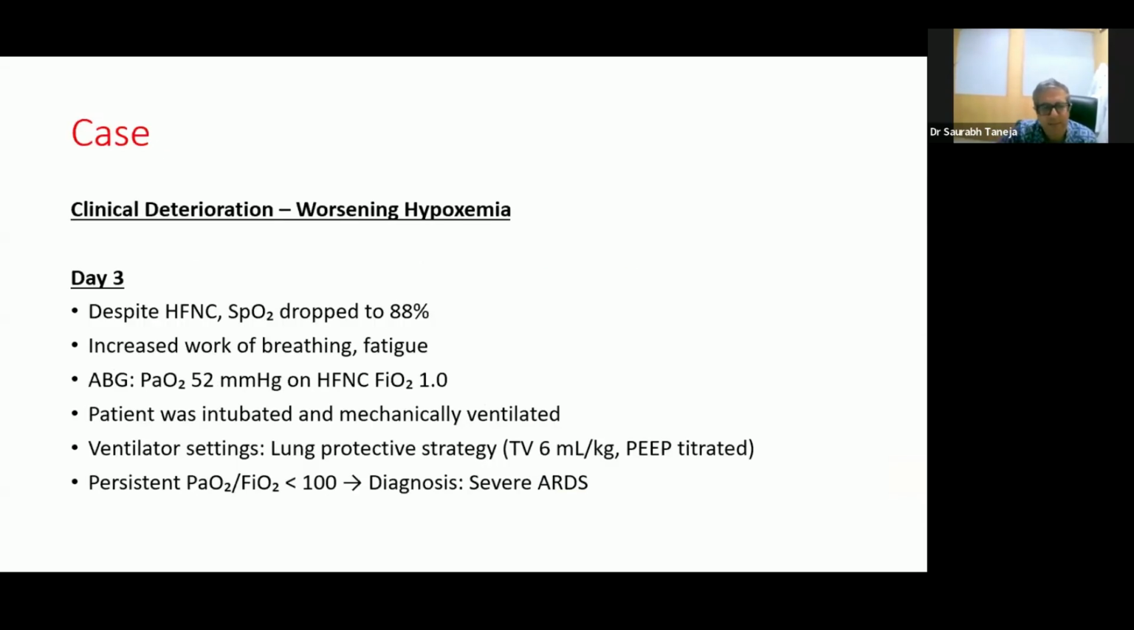Coming back to our case, we tried initially a non-rebreathing mask, then HFNC. The saturation tried to initially improve, but by day 3 it started to worsen. There was increased work of breathing and fatigue. With HFNC, even at an FiO2 of 100% or 1, the PO2 was low. And the patient was finally intubated and mechanically ventilated. Lung protective ventilation strategy was given. This patient had hypoxemic respiratory failure. When we did a classification of severe ARDS, the PF ratio was less than 100. So it came out to be a severe ARDS patient. Yeah. Next.